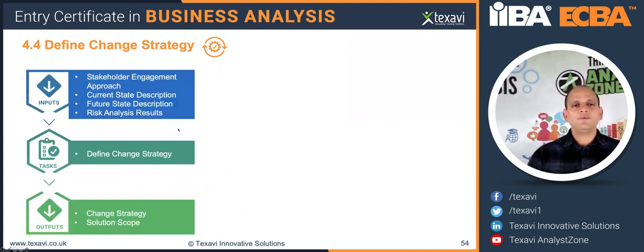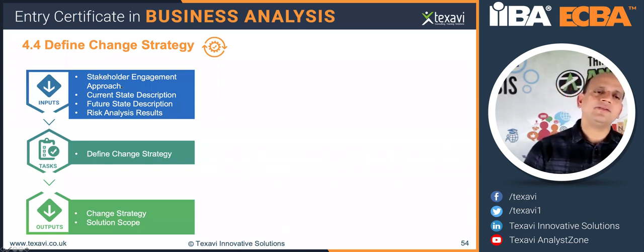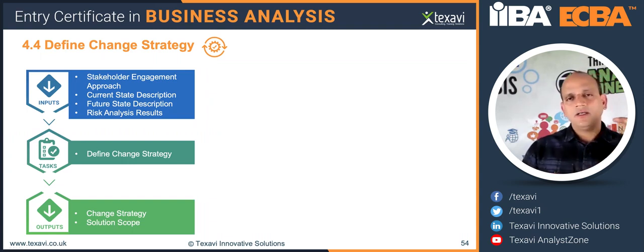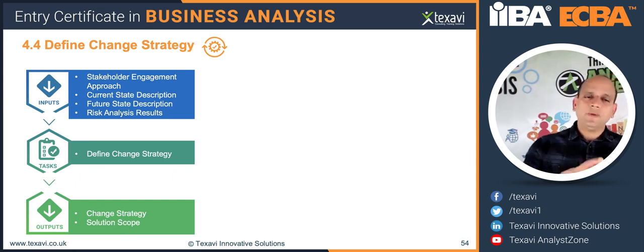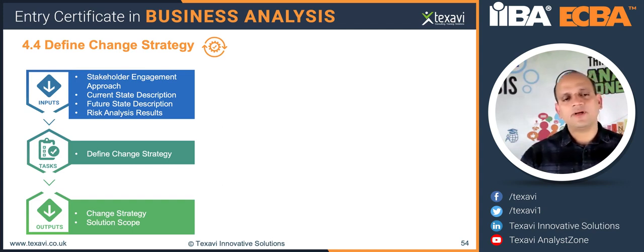So when it comes to the inputs and outputs of the define change strategy activity, the stakeholder engagement approach is very important, which we've already defined. How are we going to engage the stakeholders, depending on what level they are, strategic level, tactical level, operational level, and depending on that and the role they play, understanding their power, their influence, and their interest in the project, we came up with comprehensive strategies. So that's what is important here, and that's going to be a key input for us.